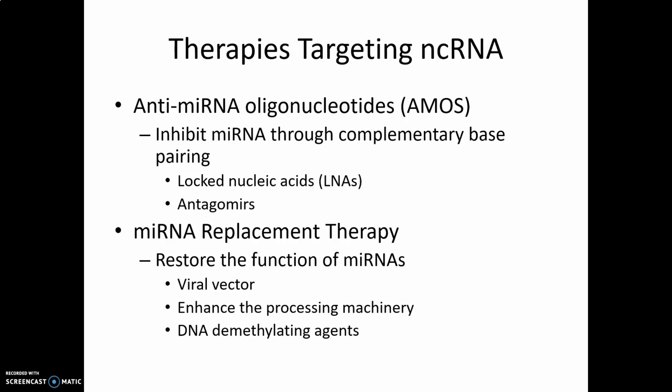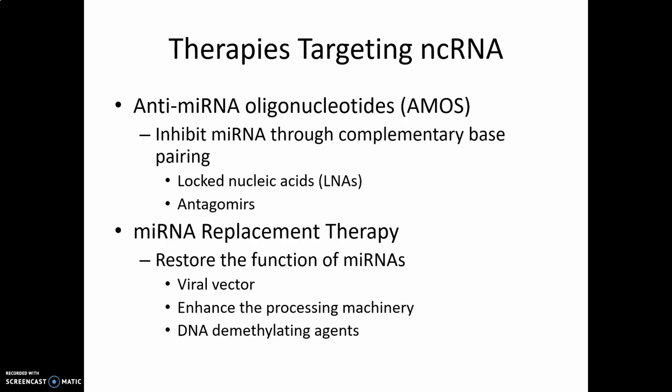So if it's an overexpression of microRNAs, we can inhibit it. So there's a therapy called anti-miRNA oligonucleotides, or AMOs. Its job is to inhibit microRNAs by having molecules that are complementary to it. And two types have been made. So locked nucleic acids, LNAs, or antagomers. And these things are created to be complementary to microRNAs.